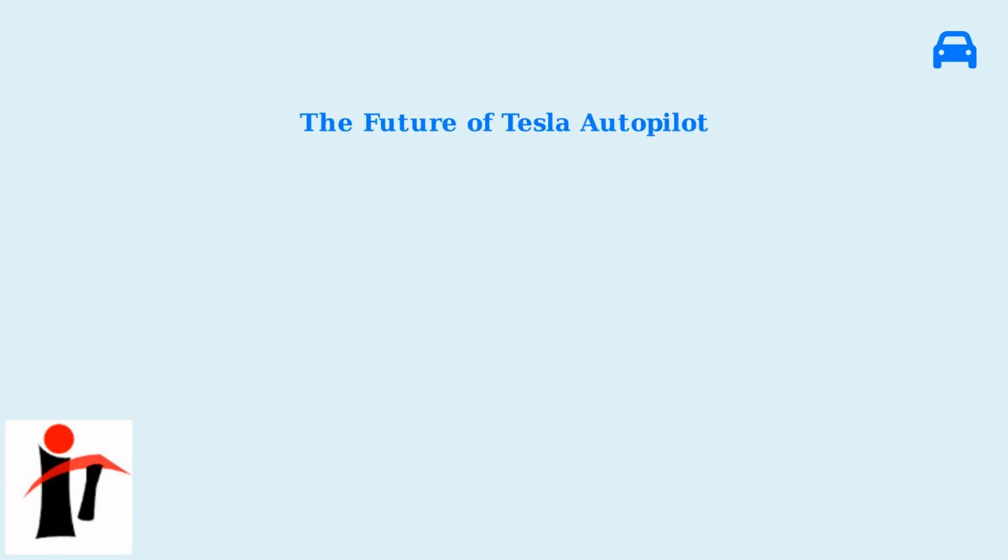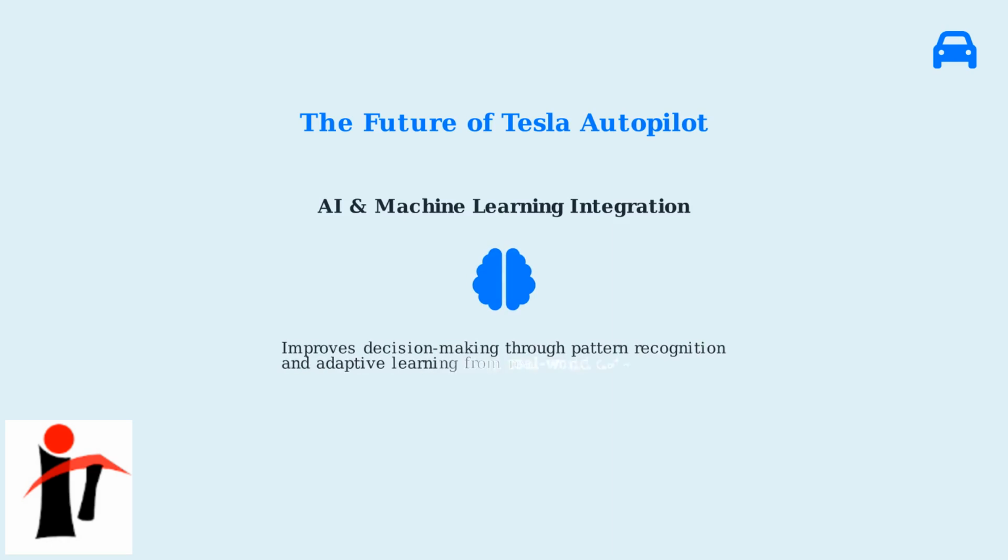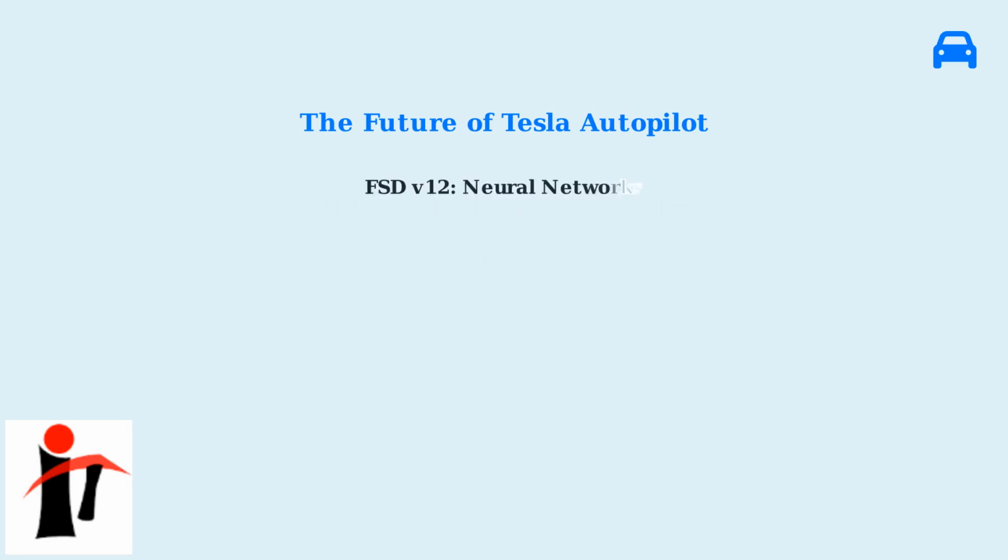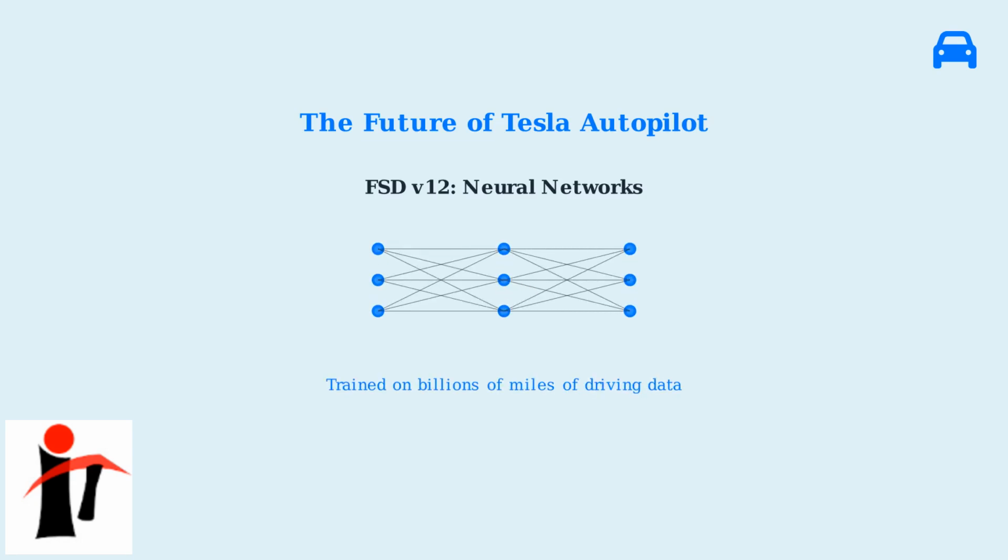Looking ahead, Tesla's Autopilot is evolving with advanced artificial intelligence and machine learning technologies. These technologies enhance the system's ability to make smarter driving decisions by recognizing patterns in traffic, weather, and road conditions, adapting to new situations over time. Full self-driving version 12 employs sophisticated neural networks trained on over 10 billion miles of real driving data, allowing the system to handle complex urban scenarios with greater accuracy.